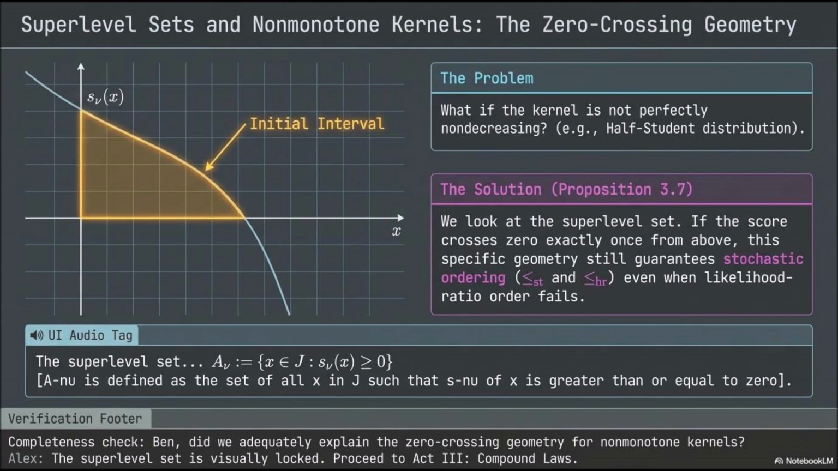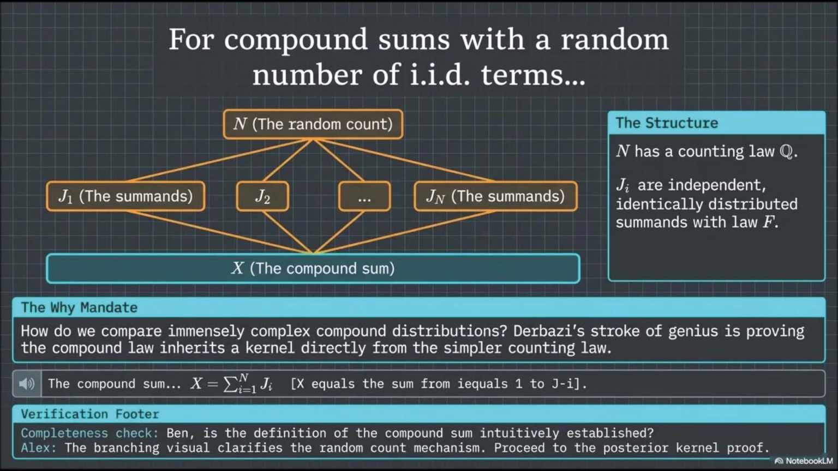Because the PF2 condition guarantees this total positivity, the new, massive, overwhelmingly complex compound kernel reduces to something manageable. It is simply the posterior expectation of the original counting kernel. The structural math holds perfectly. You don't need to try and calculate the kernel of the entire compound mess. You just take the expected value of the simple kernel of the claim counts, given the final total payout.